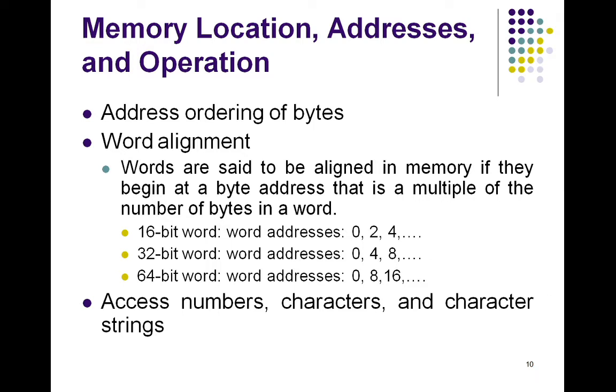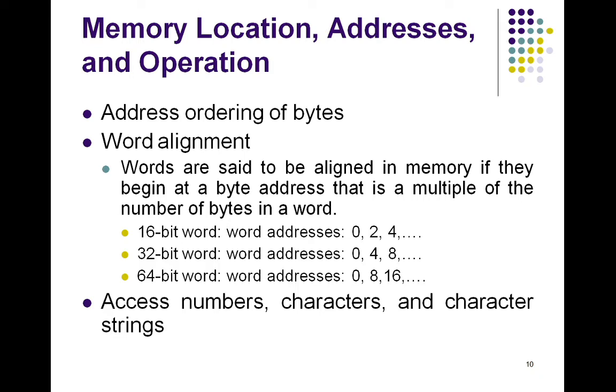In general, the words are said to be aligned in the memory if they begin at the byte addresses that are a multiple of the number of bytes in a word. For the practical reasons associated with manipulating the binary coded addresses: if you look into the memory addresses, these are in terms of binary bits, so they are known as binary coded addresses. So the number of bytes in a word is a power of 2.